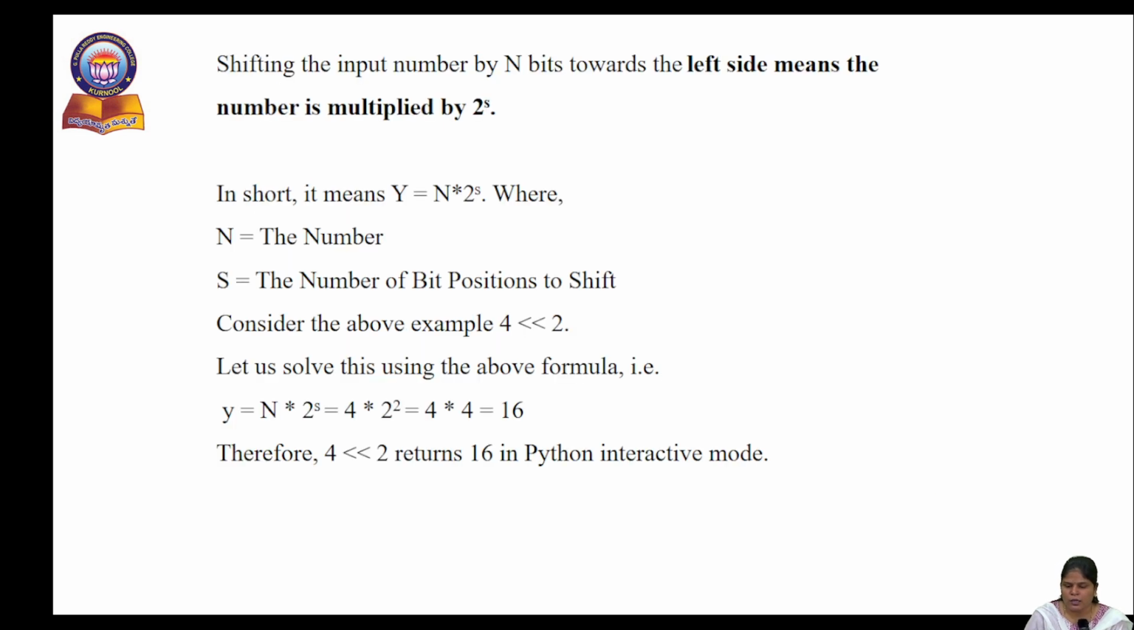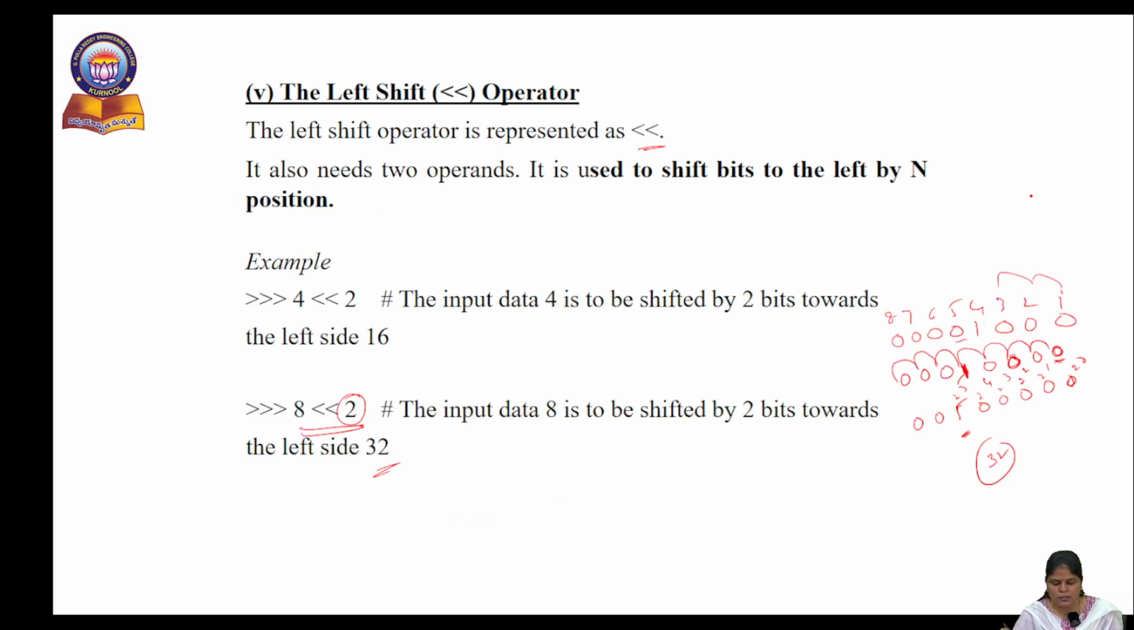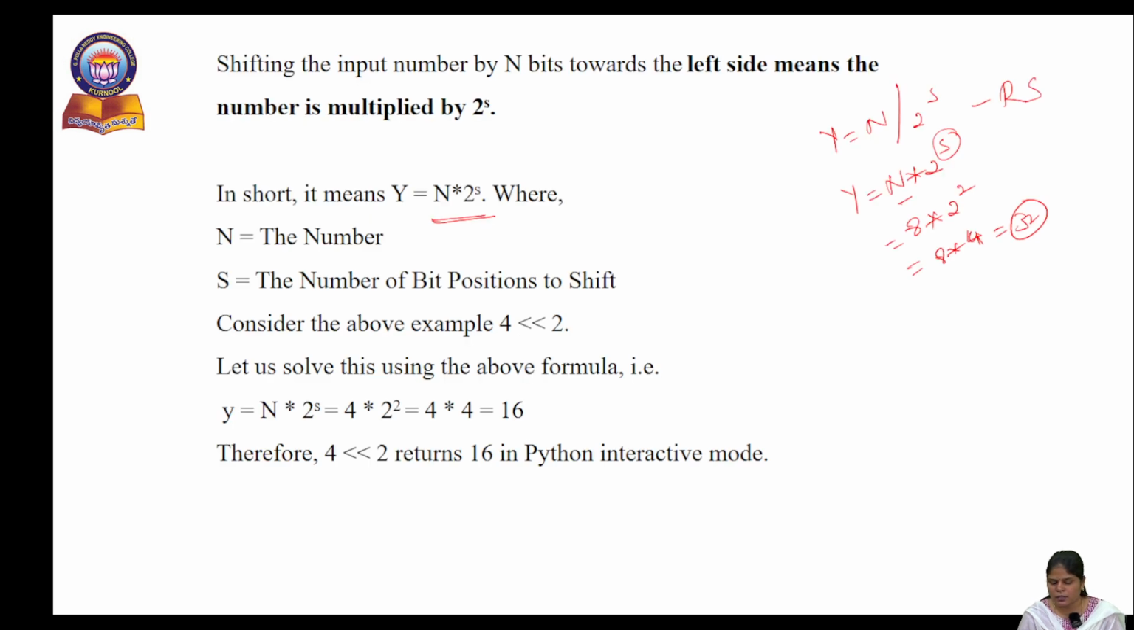Here is another notation where you can check whether you have performed the correct left shift or not. For the right shift you take n by 2 power of s, and for the left shift you take n into 2 power of s. Here n is 8 and s is the number of shifts you have performed, 2. So 8 into 4, what you got? The output is 32. Is this the same output you get? Yes, 32. That's why you can even check like this.